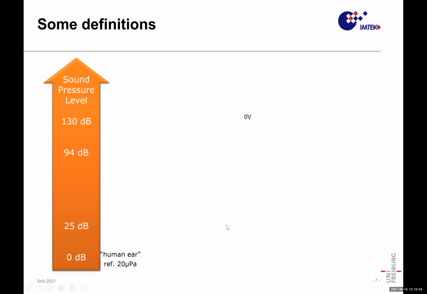As you remember, we have our sound pressure level defined in decibel, and 0 dB is the human ear equivalent sound pressure level of 20 micropascal. And if you have a typical microphone, we characterize this with the sensitivity, which is defined as the signal recorded for a sound pressure level equal to 1 Pascal. 1 Pascal makes it 94 dB sound pressure level. So this is your sensitivity definition.